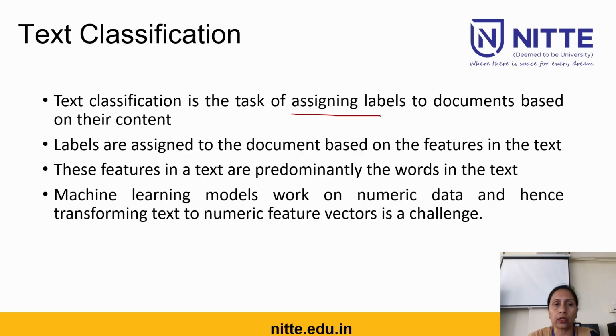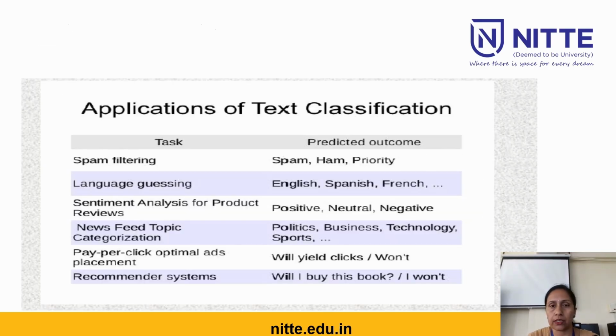Assigning labels to a document based on its content. So based on the paragraph, based on the words, what type of text it is, assigning some labels to the documents. We call it text classification.